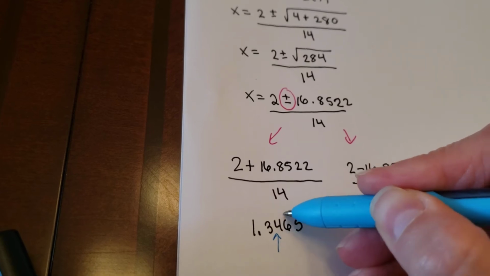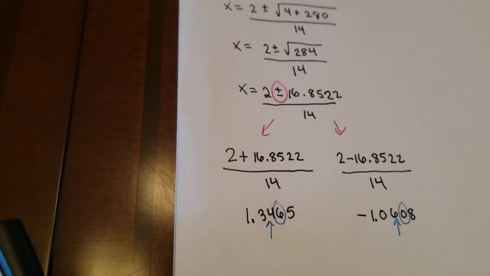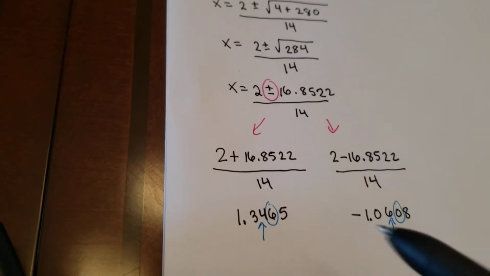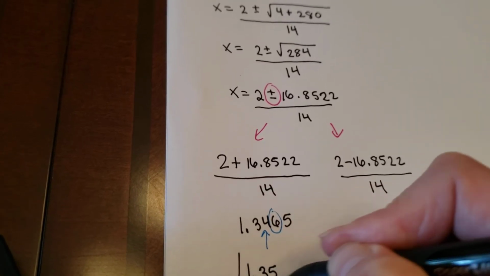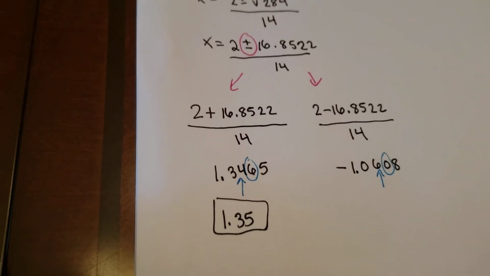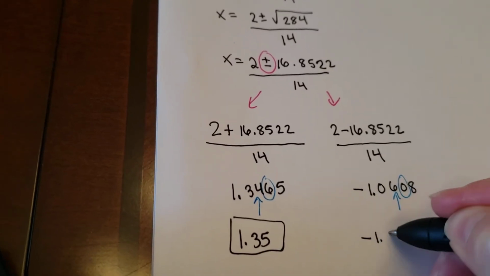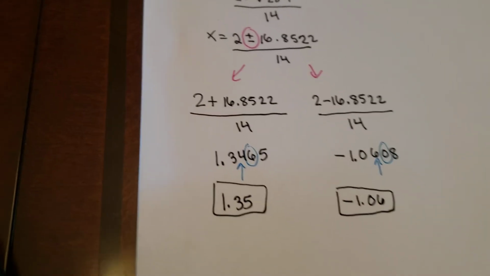So if we're rounding here, we look to the number to the right. So for this first one, 6 is bigger than 5, which tells us this 4 will round up. So this will be 1.35. And then this other one is 0, so we won't change it. So negative 1.06. And those are your 2 answers.